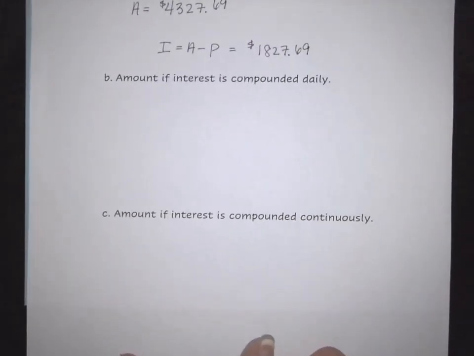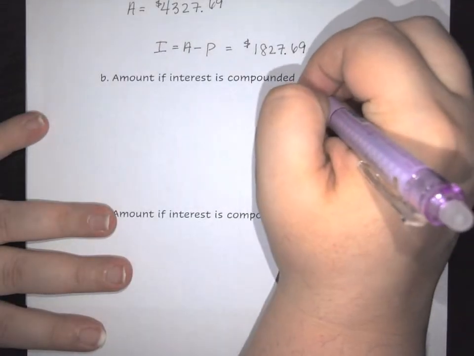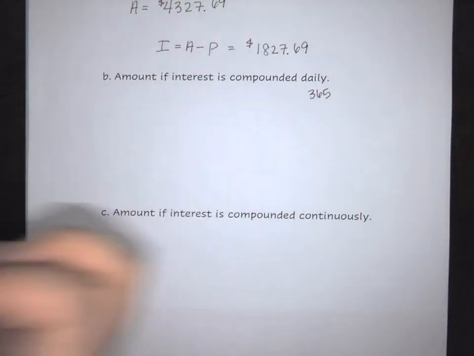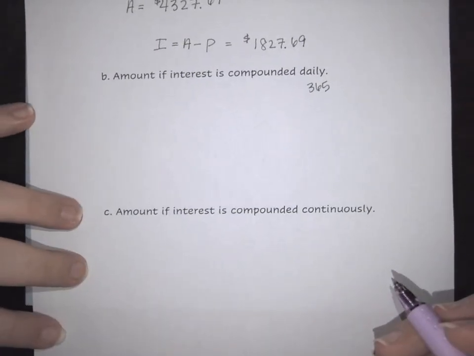The second part wants to know what happens if you're compounded daily. So daily is going to be 365. Now, when we're talking about daily, most of the time we are not taking into account leap years or anything else that can affect the number of days in a year. In general, it's accepted that a year has 365 days.